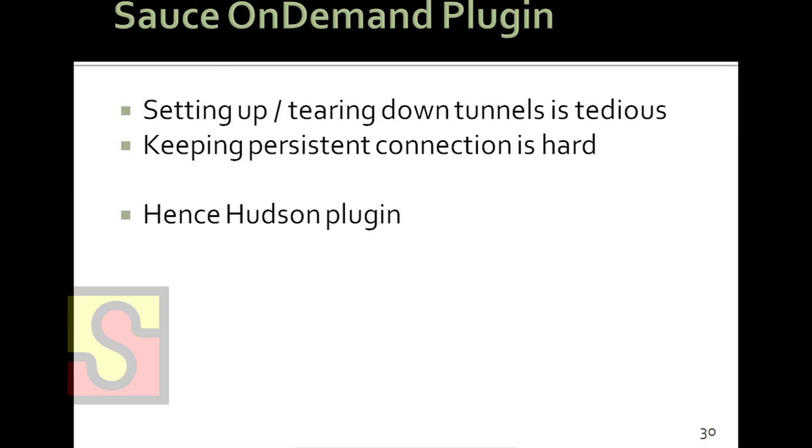Another way to do this is, instead of setting up and tearing down constantly, you can try to maintain a persistent SSH forwarding connection, but that's also kind of hard, because now you have to notice that the connection went bad, and then restart the tunnel and all that stuff. So as usual, I wrote the Hudson plugin to fix that problem, because Hudson doesn't mind setting up and tearing down the connections.